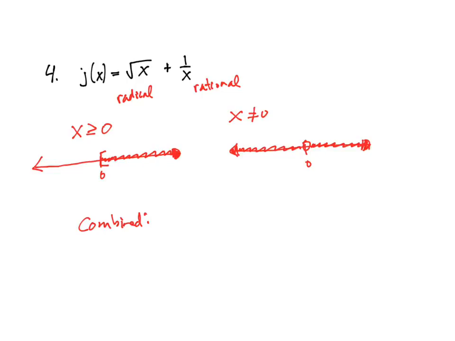Okay, so what it looks like we have is everything from 0 to the right is in both of these domains. And at 0, on the left side here, we include 0. On the right side, we do not include 0. So combined, we're going to say everything from 0 to infinity, not including 0. So that would be the domain in interval notation.